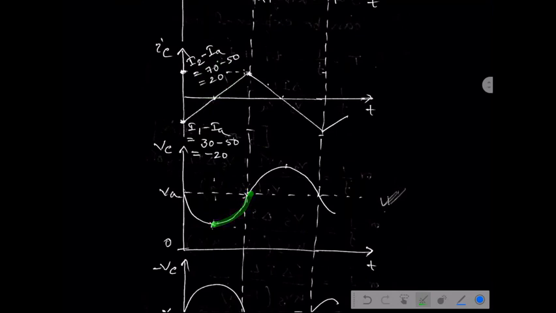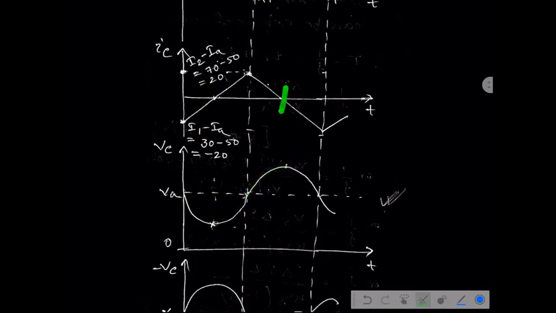Now consider the next part, this duration. Again, due to the presence of the inductor, the current gradually decreases from 70 ampere to 0 ampere. The capacitor is still in charging mode because this excess current is delivered to the capacitor. That is why the capacitor voltage still increases to the positive side.